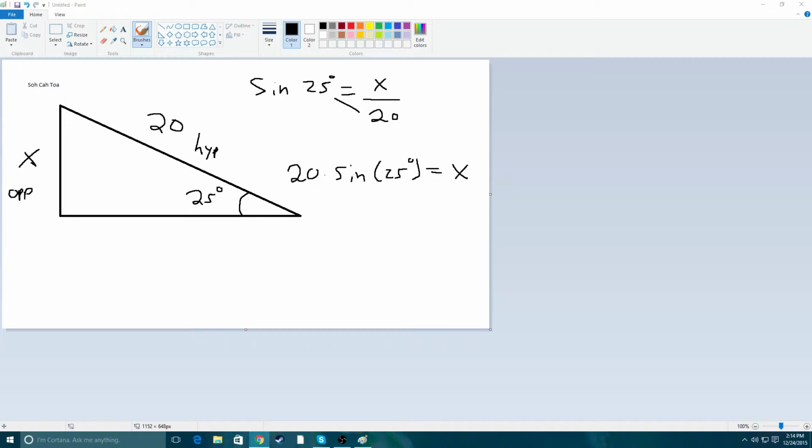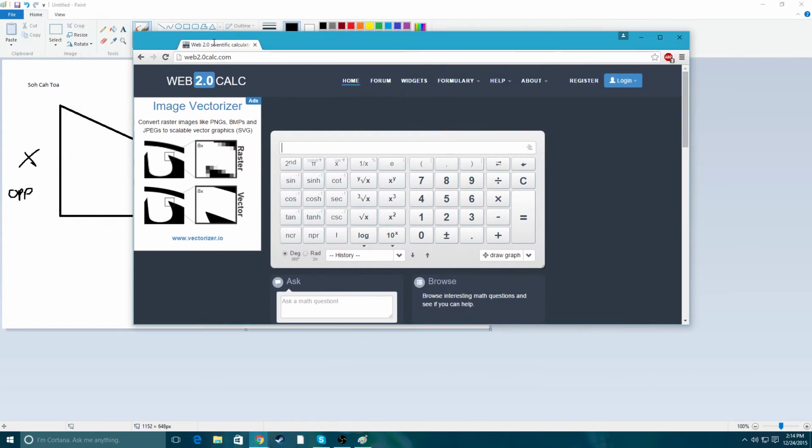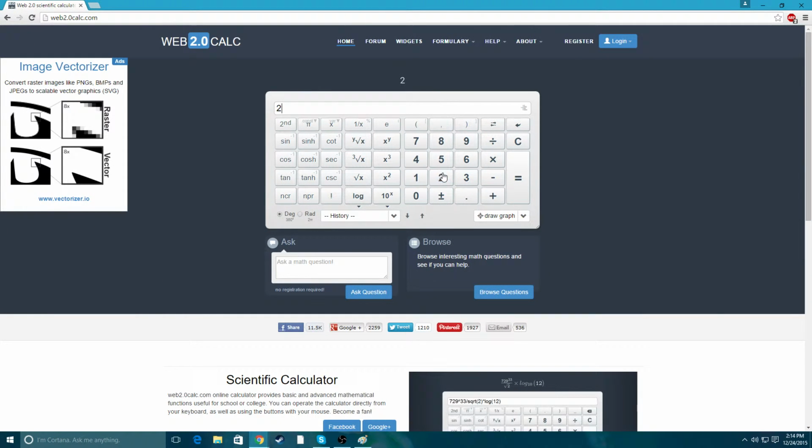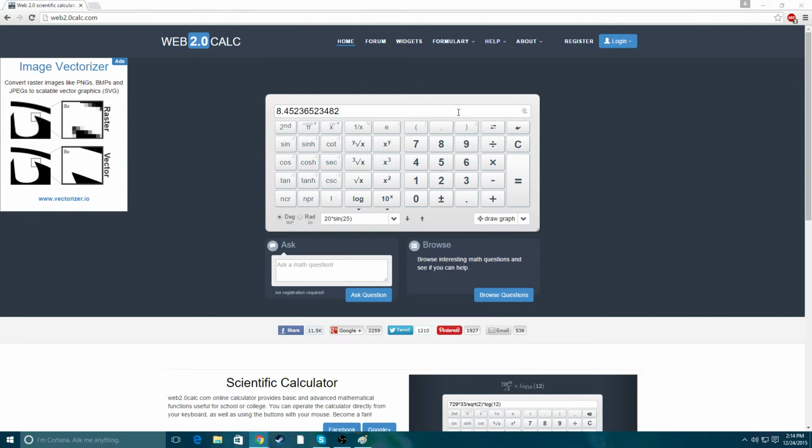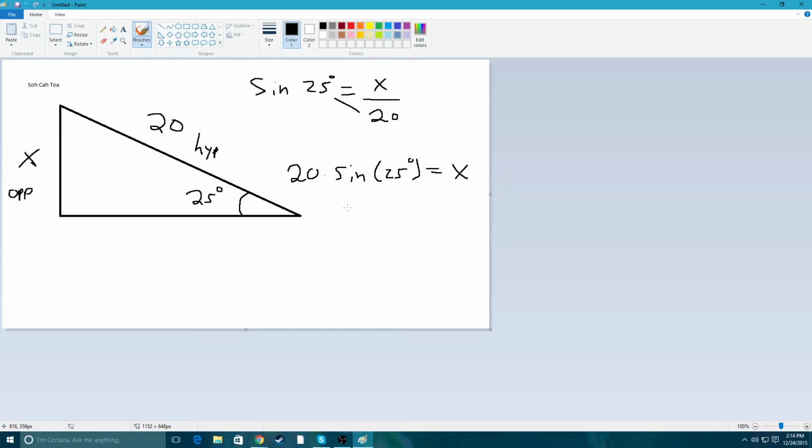So you get a trig calculator. I'm looking for one right now online that I can use. Hopefully this works. So we said 20 times the sine of 25 degrees equals 8.45. So in this case, x equals 8.45. And that's how you solve it.